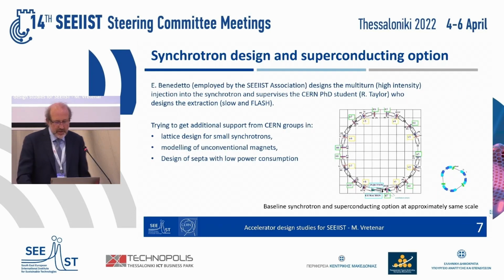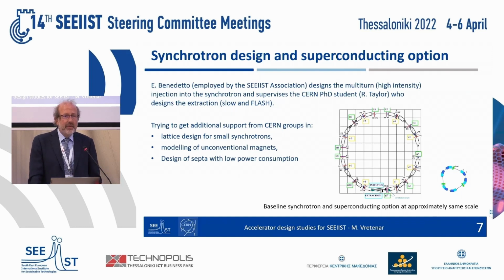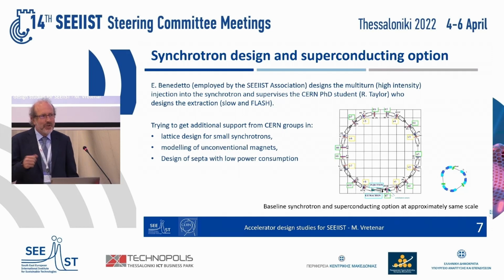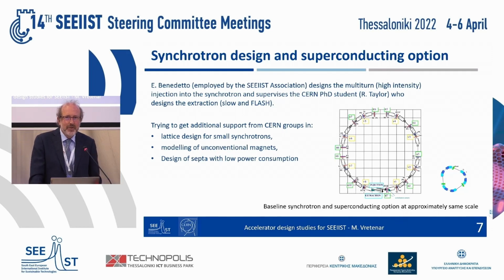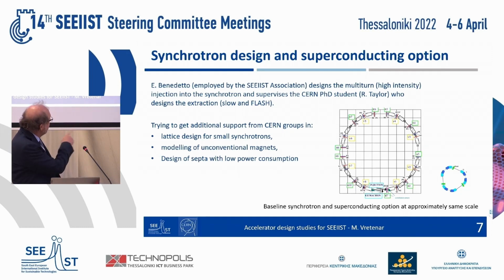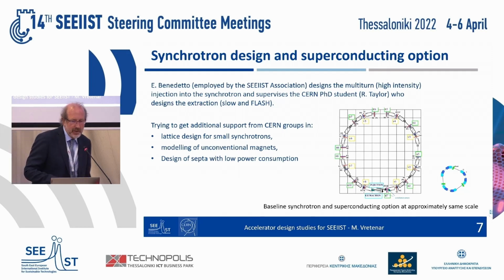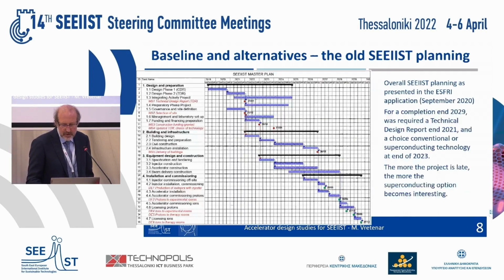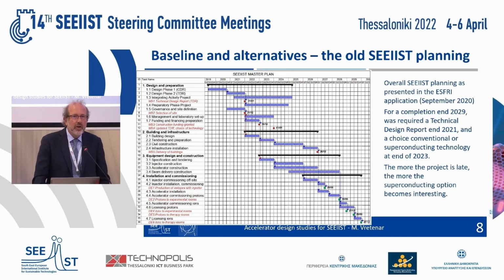Okay, so for the synchrotron design, this is what is being done by the 50% person who still works for CEAST. So this is where we have some progress in the design of components for the synchrotron, in particular injection and extraction from the synchrotron. And we are also analyzing a superconducting option. You see the difference in size at the same scale between a normal conducting and the superconducting. The point about the superconducting design is that this could be an option in case the time for setting up, organizing the construction of CEAST takes longer than foreseen.